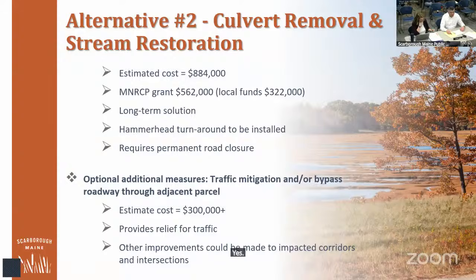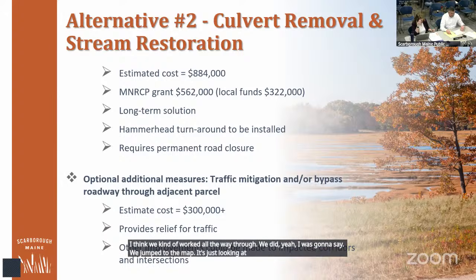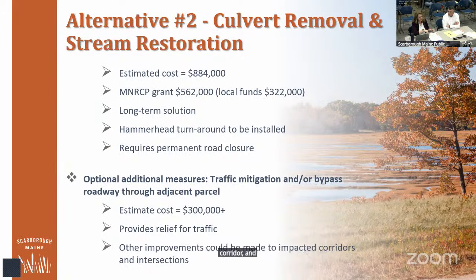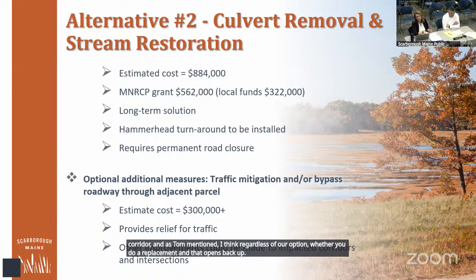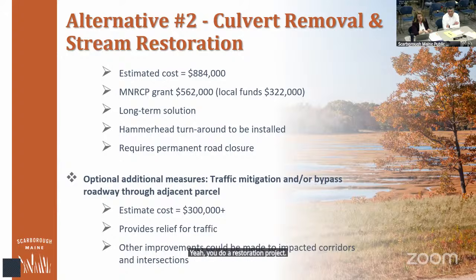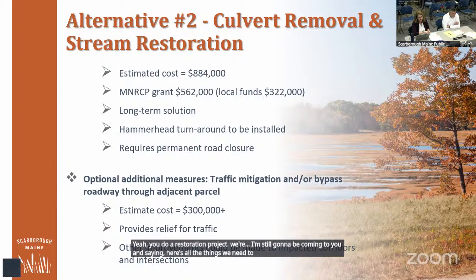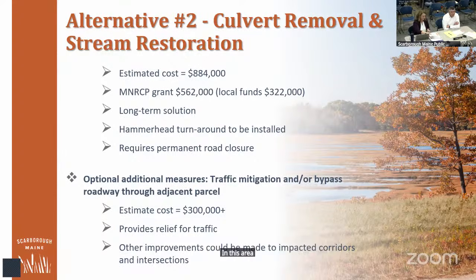I think we worked all the way through these. We jumped to the map. It's just looking at that estimate and how you use, say, the $3,000, which could be plus, it could be double that, depending on how much we want to invest in that corridor. And as Tom mentioned, regardless of our option, whether you do a replacement and that opens back up, or whether you do a restoration project, I'm still going to be coming to you and saying, here's all the things we need to do to Payne Road in this area. And then, do you want to go through the summary?